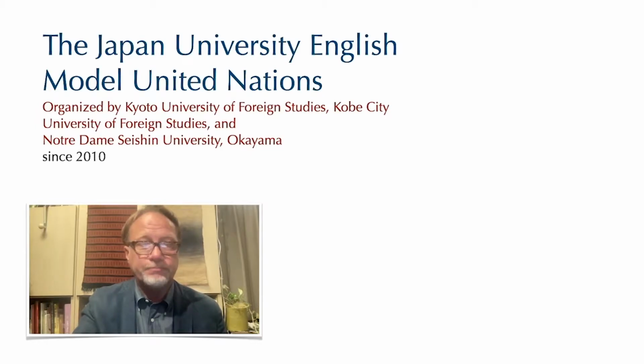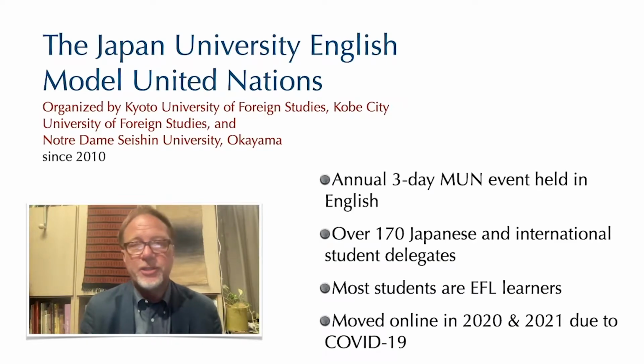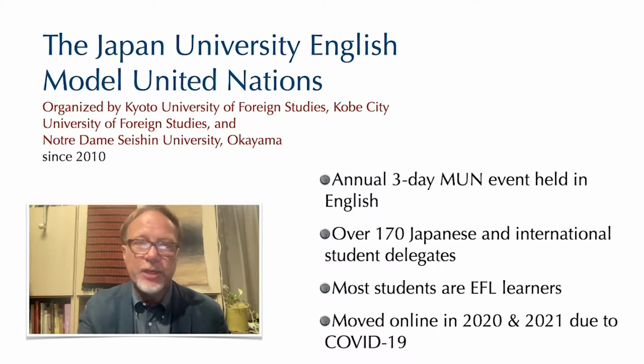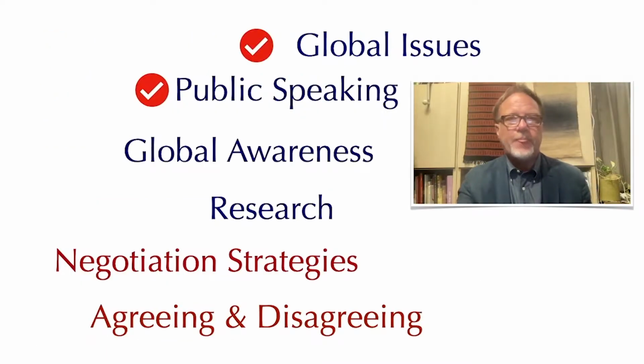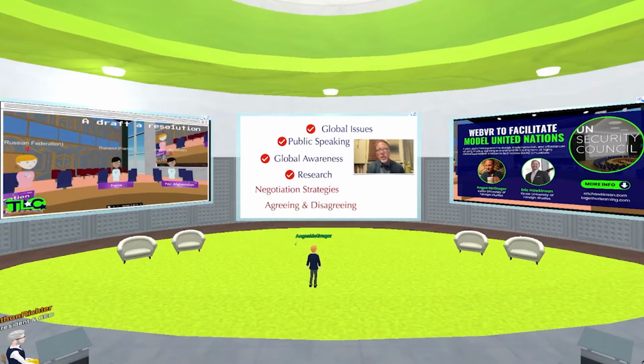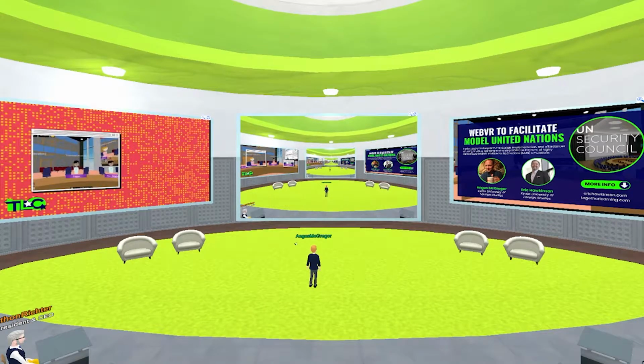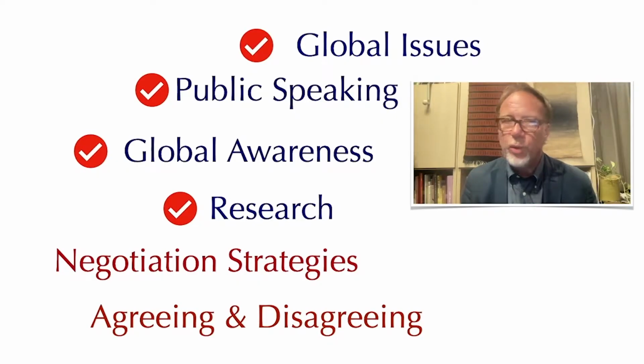Here in Japan, we're involved with the Japan University English Model United Nations Conference, which is an annual MUN event for about 170 students, both Japanese and international, most of them EFL, or English as a Foreign Language learners. The conference was moved online in 2020 and 2021 as a result of the COVID pandemic. At both online and face-to-face Model United Nations events, it's a great way to teach global issues, develop public speaking skills, develop more global awareness, and work on students' research skills.